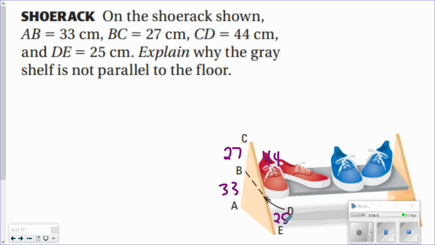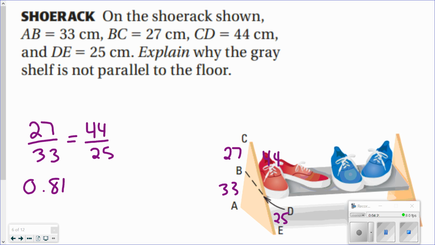So let's set up our ratios. So I have 27 over 33. Let's see if that is equal to 44 over 25. And if I do 27 divided by 33, I end up getting a decimal of 0.8181, and that decimal repeats itself. That is not equal to 44 divided by 25, which gives me 1.76, and we see that those are not the same. So the gray shelf is not parallel to the floor.